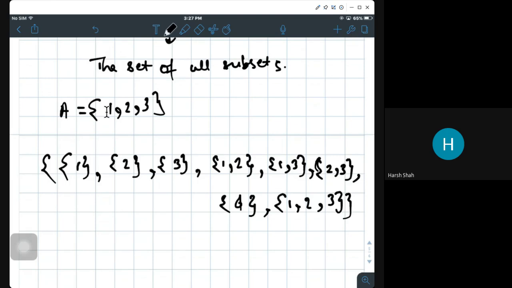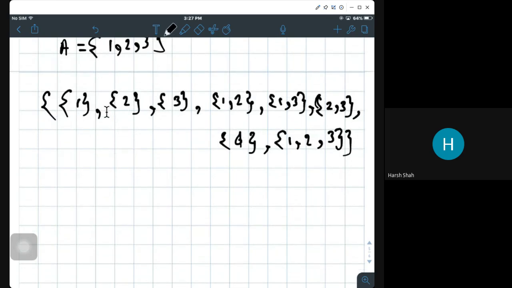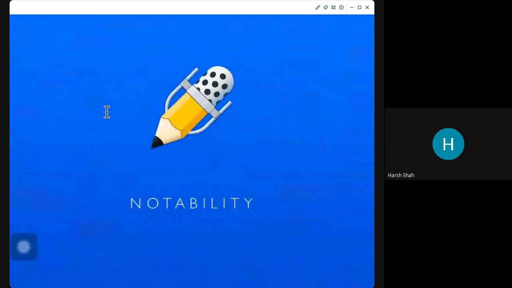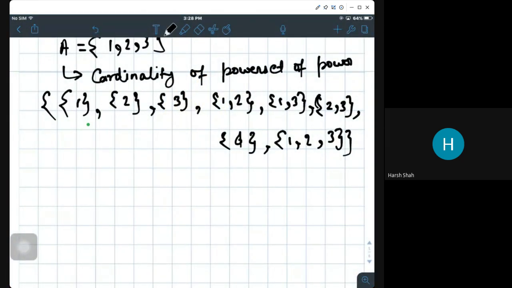Now what they can ask you is, what will be the cardinality of the power set of A? So how will we find it? First we do the power set of A. What is the cardinality of the power set of A? Anyone?